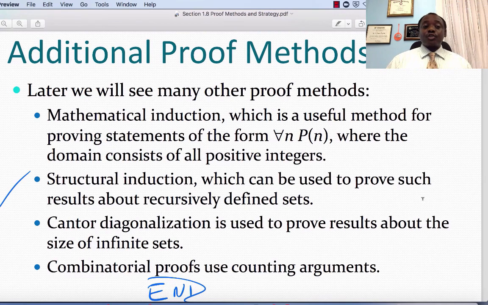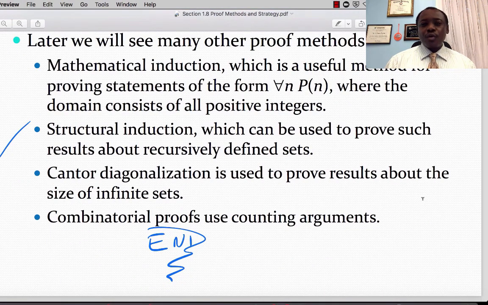And then we'll look at structural induction, Cantor diagonalization, and some combinatorial proofs like the one I just mentioned, the 4-color theorem. Thank you very much for going through chapter 1 with me. We are now going to go on to chapter 2, and we will start looking at set theory. What are sets? When are sets equal? How do we bring in the concept of proofs into sets? We'll see all of that in chapter 2.